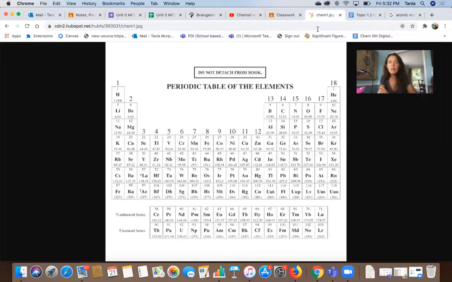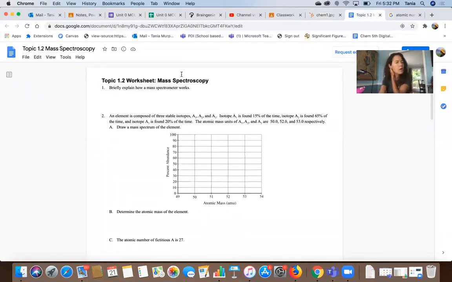Now, let's look here and how some of these might work. So, briefly explain how a mass spectrometer works. Well, it basically ionizes a sample and then separates the different particles based on their mass, right? By having a magnet, and the ones that are lighter are deflected more. And then someone does some fancy stuff to figure out a mass to charge ratio, right?